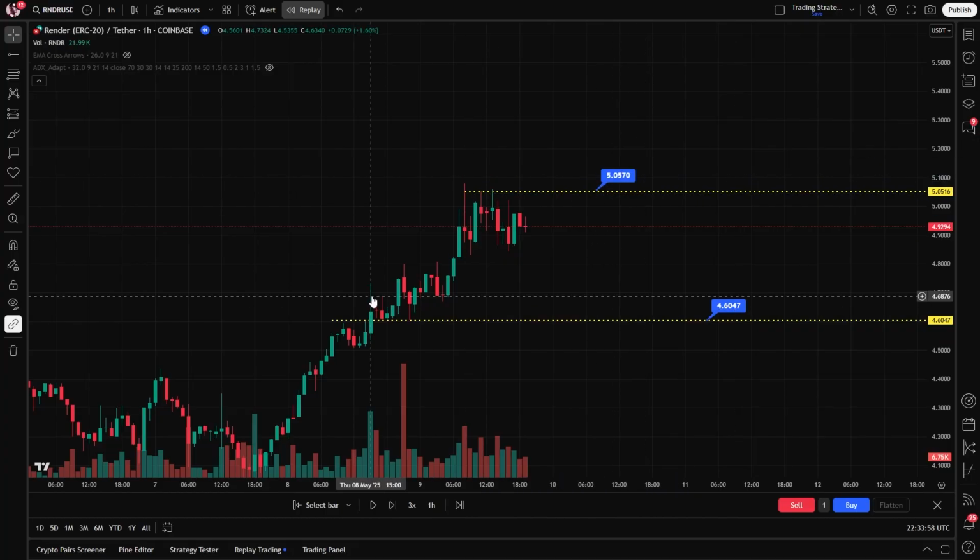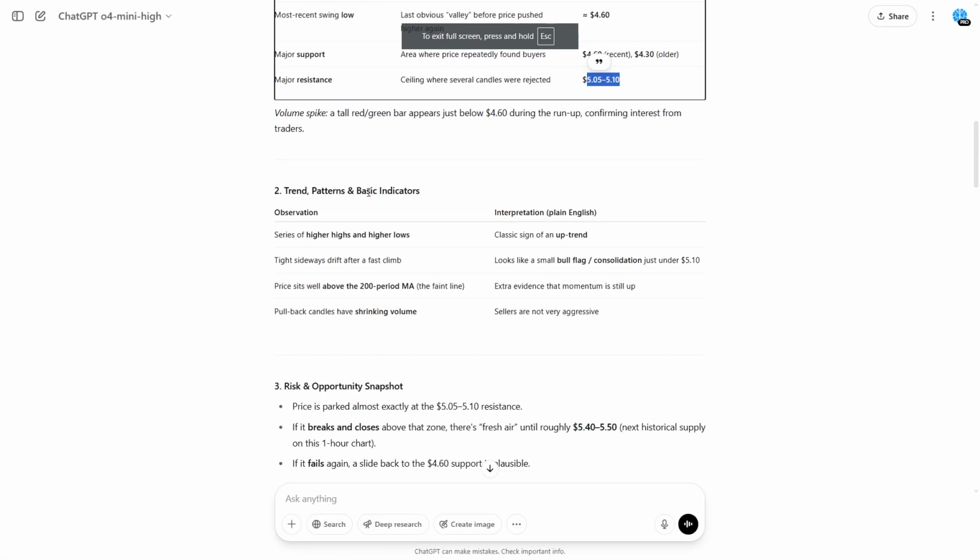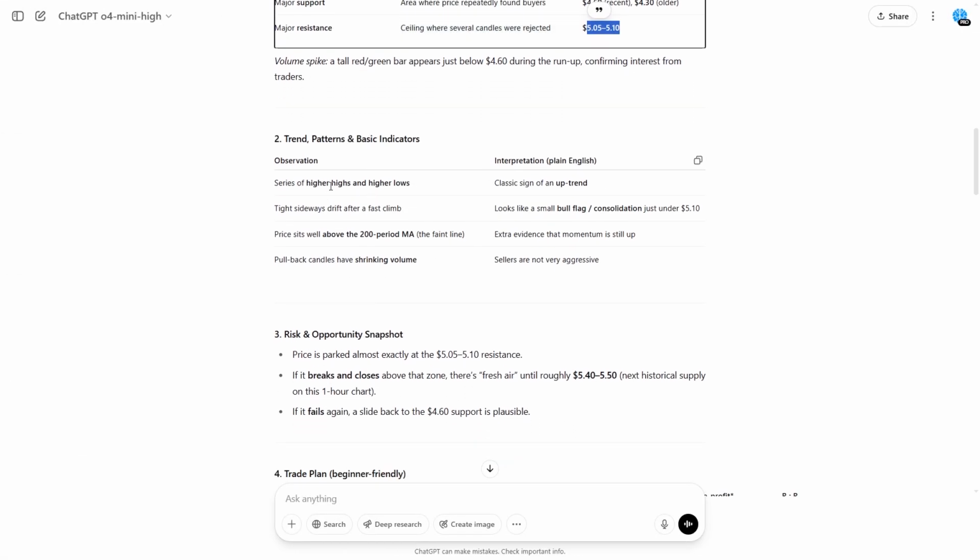But of course, that's not all the model did. It actually told us that it was observing certain trends. It says there is a series of higher highs and higher lows, which is a classic sign of an uptrend. It also said its tight sideways drift after a fast climb looks like a small bull flag or consolidation under $5.10. And it also says that price sits well above the 200 MA, which is a faint line.